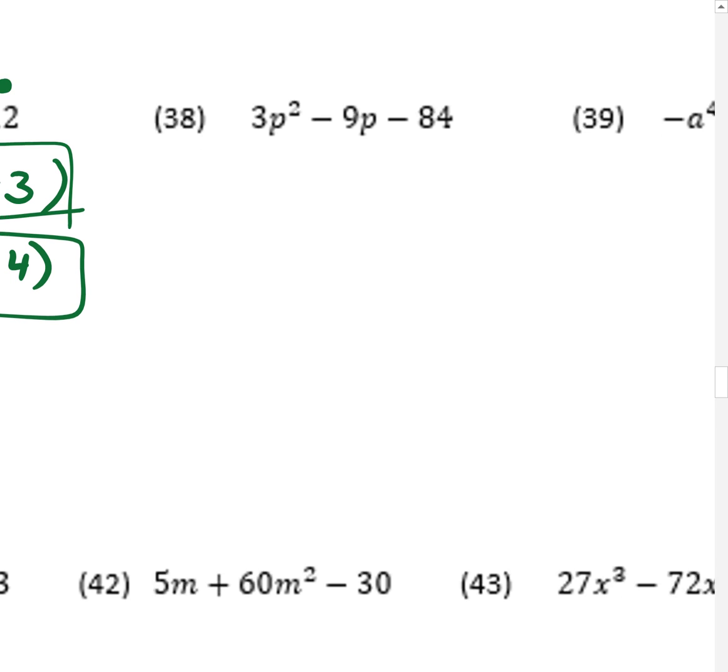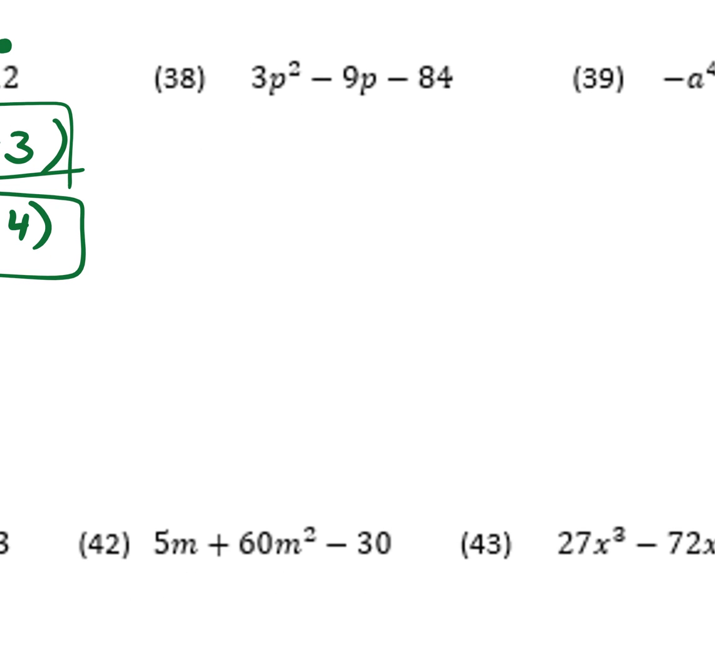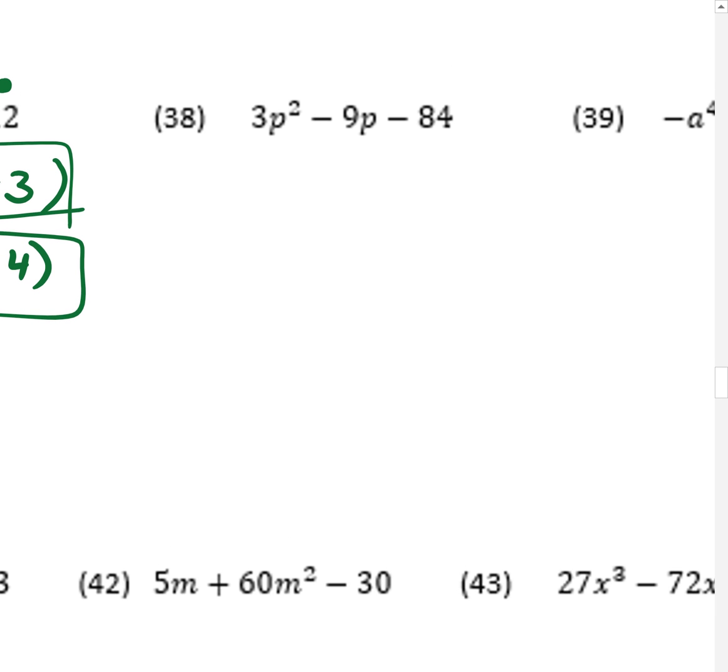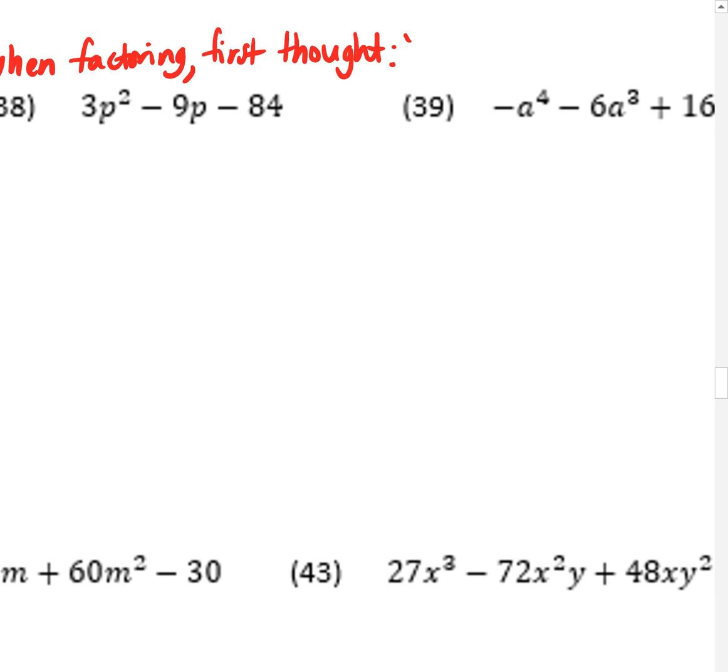Okay, this next one is a reminder that once we're set loose on factoring, where they just say, okay, factor this, and they don't tell us what method to use, the first thing you should always think of is, let me write this down. When factoring, your first thought should always be, is there a greatest common factor? No matter what method you're using, that might make your life easier. Is there a GCF?